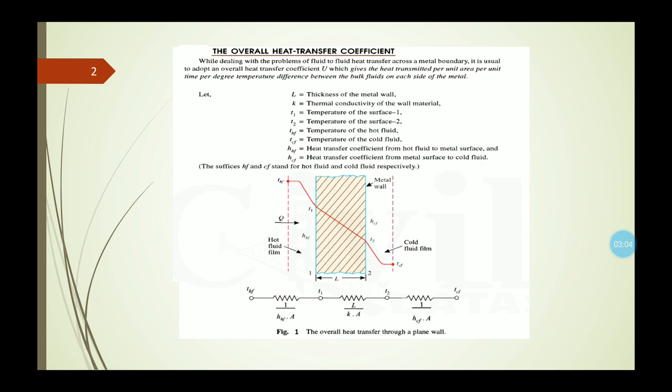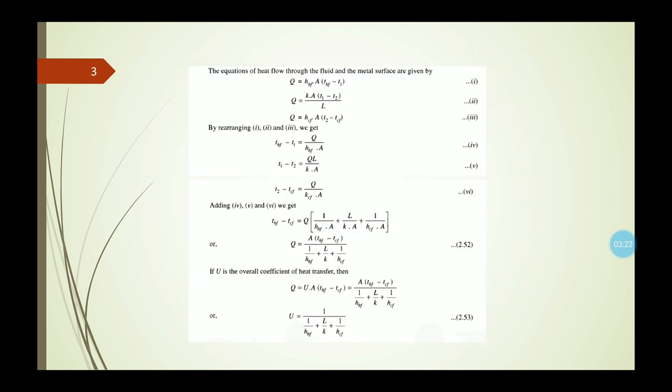Here you can see the diagram that we have considered, and the electrical analogy where the different thermal resistances, the conductive thermal resistance and convective thermal resistance, have their formulas written. Now the equations of heat flow through the fluid and the metal surface are given by three different heat transfer modes that will occur here. For each and every mode of heat transfer, we need to write the heat transfer equation.